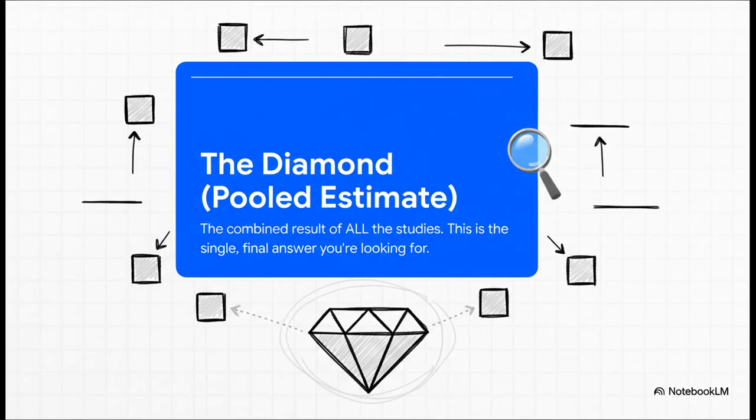So after you look at all those individual studies, all those squares and lines, your eyes should go right to the diamond at the bottom. This right here is the grand finale. It's the pooled estimate. It's the single combined result of every single study in the plot. This is the signal we've been looking for.